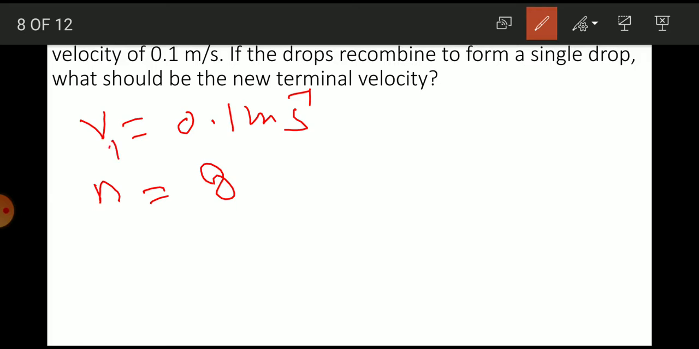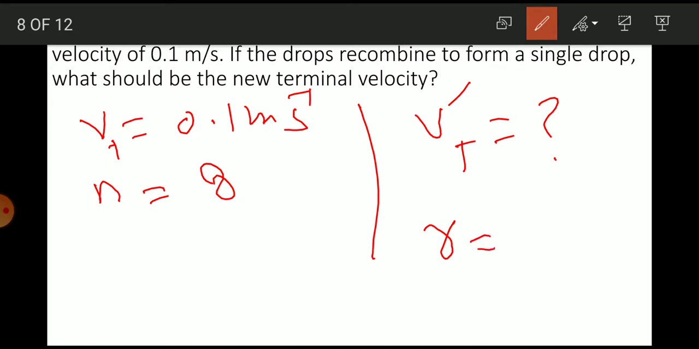This is the initial terminal velocity. If they combine, the terminal velocity will become Vt prime. When it recombines, I will do the verification. Remember that the radius in the first case is r, and in the second case the radius is r prime. Let's say the radius is r. It will become 2r, double. When 8 droplets are combined, the radius will become double. I will do this verification. You just memorize it for now.